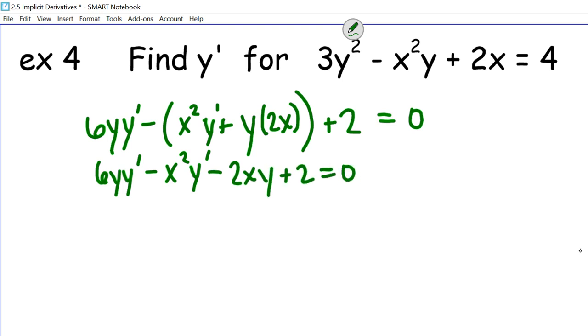Now it's just like the previous one. Any terms without the y prime go over to the other side. Factor out the y prime, and then divide everything else across. So I'm going to just maybe see if I can do that in one step here.